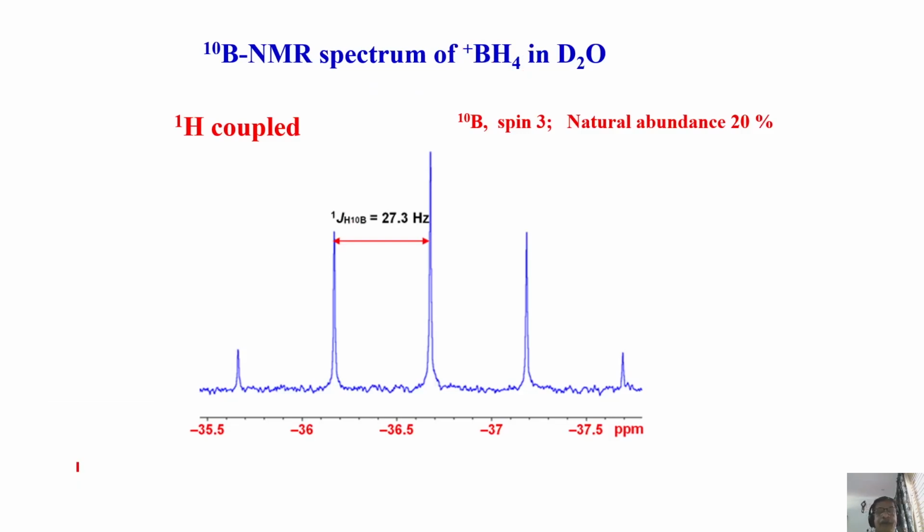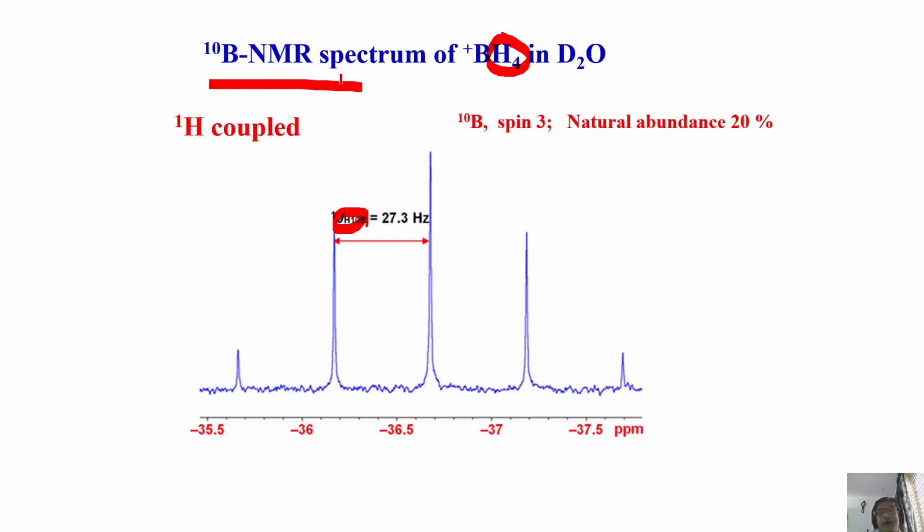When you apply the 2nI plus 1 rule, follow Pascal's triangle because proton is spin half. Boron, when you are observing, you have to see the coupling with proton. But in this example, what we are seeing is a 5-line pattern where it is coupled to boron 10. It is a boron 10 NMR. There is also boron 11. We'll come to that later, how that spectrum comes.